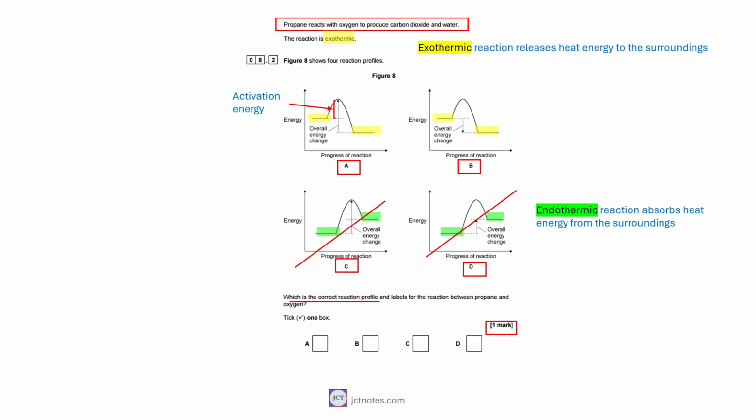Now look at option B. The vertical arrow labeled overall energy change measures the difference between the starting energy of the reactants and the final energy of the products. This is perfectly correct. Therefore, B is our correct answer.